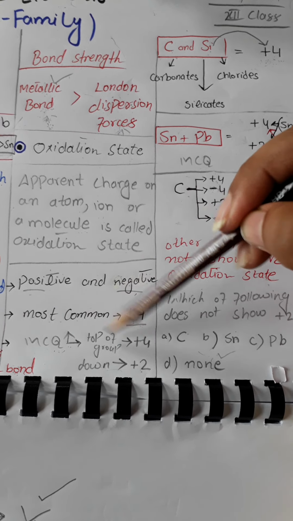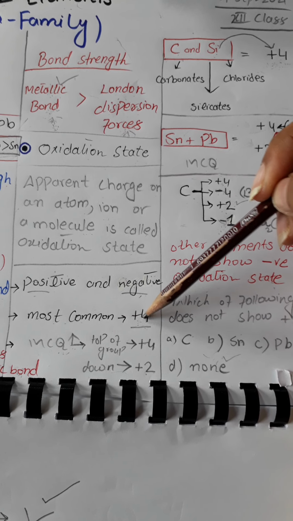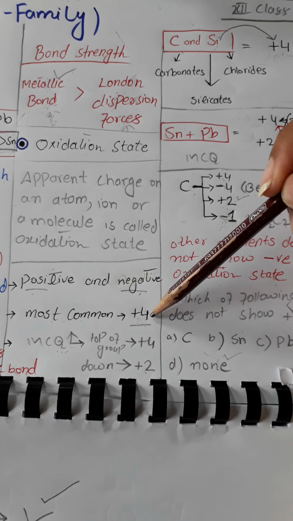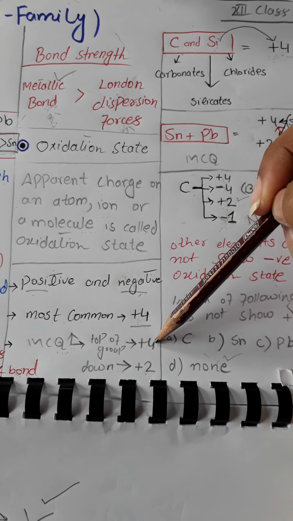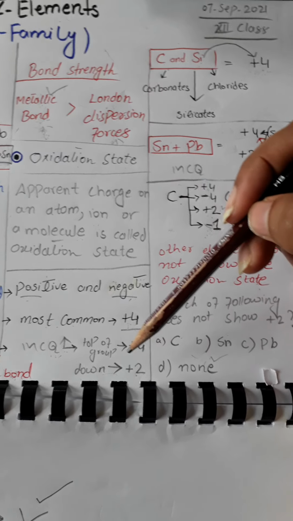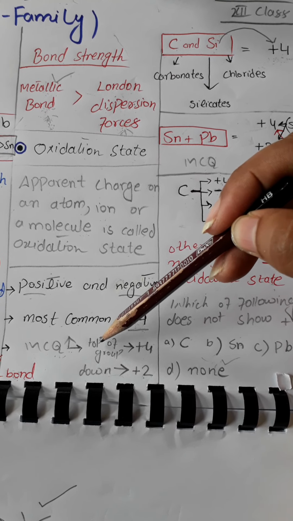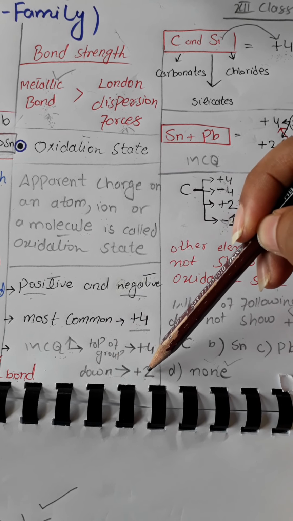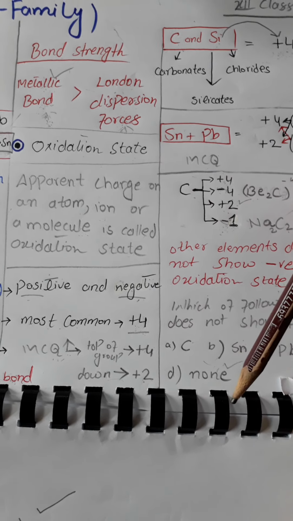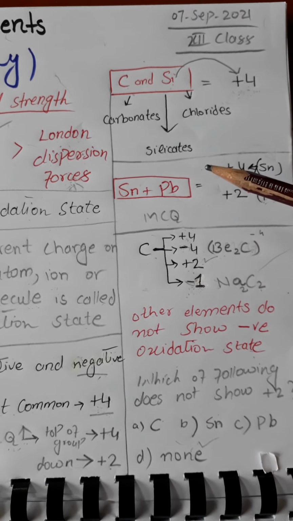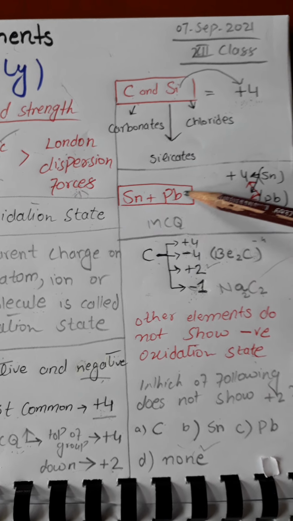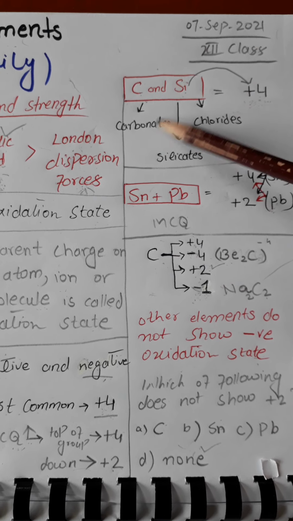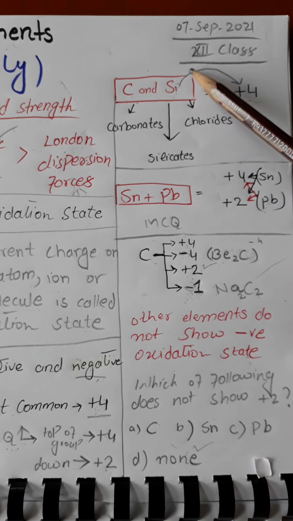You must know that MCQs can be asked about the fourth group or carbon family members, like what their common oxidation state is. So you must know that the common oxidation state is +4. Another thing I want to tell you, students, is that at the top of the group, the most common oxidation state is +4, while as you move down the group, the most stable oxidation state is +2. So here are members like tin and lead, which show variable oxidation state. Similarly, carbon shows variable oxidation state. But you must know that silicon only shows +4.